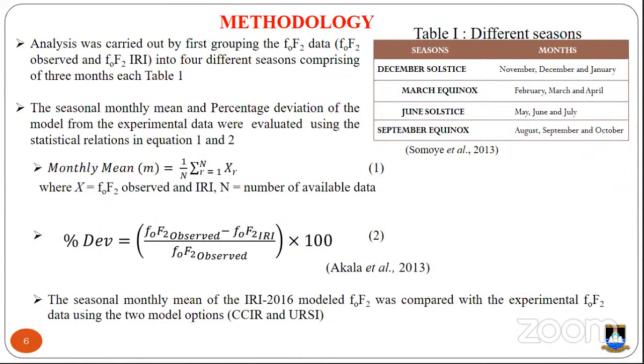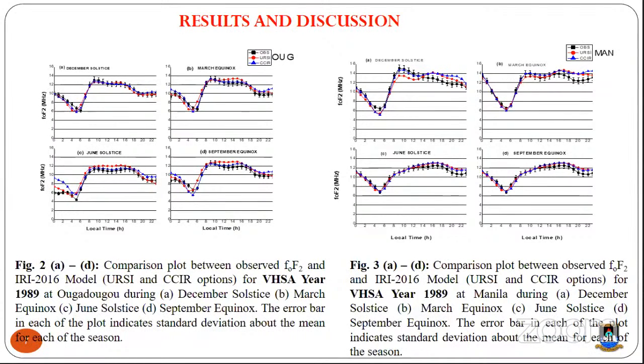Here are the results. Figure 2 and Figure 3 show the result for very high solar activity period. If we look at the plot, we'll find out that the black plot represents the observed value, the red represents the URSI option of the model, and the blue represents the CCIR option. The error bar that appears on the black plot represents the standard deviation about the mean. Now, if we look at the two options of the model from this very high solar activity period, we find out that for Ouagadougou, the two options of the model were able to fit well with the observed plot, since the model options fall within the range of the standard deviation.